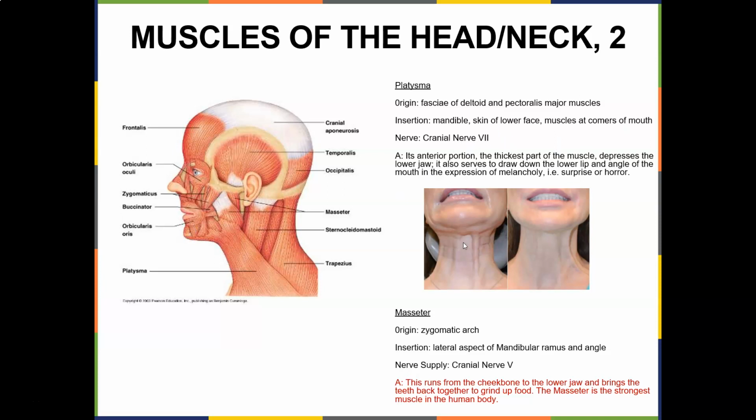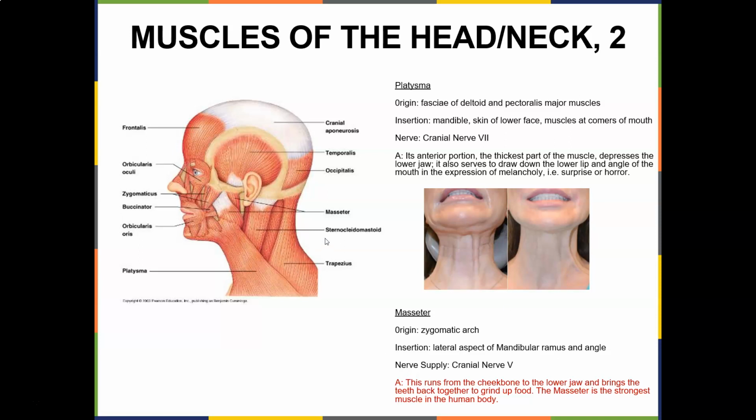What's it do? Its anterior portion, the thickest part of the muscle, which is right here, depresses the lower jaw. It also serves to draw down the lower lip and angle of the mouth in the expression of melancholy, surprise, or horror. Now women, unfortunately, sometimes get these platysma cords that they don't like, so then they can do plastic surgery or Botox to help with that. So it goes from this to this, and we'll talk about botulism, Botox injections in just a little bit.